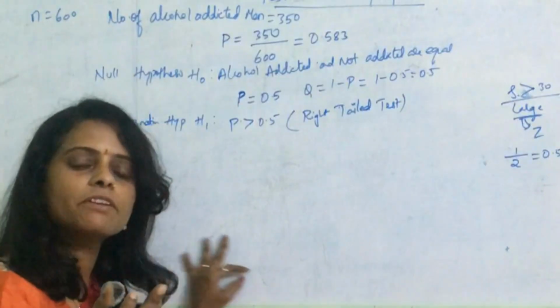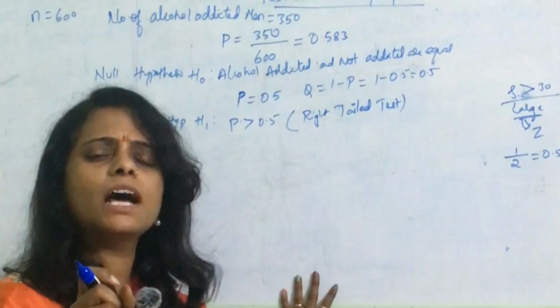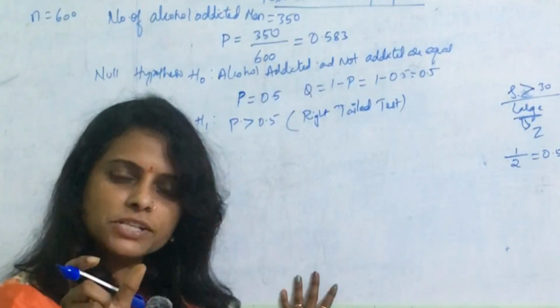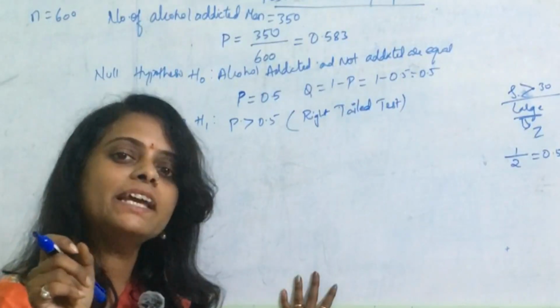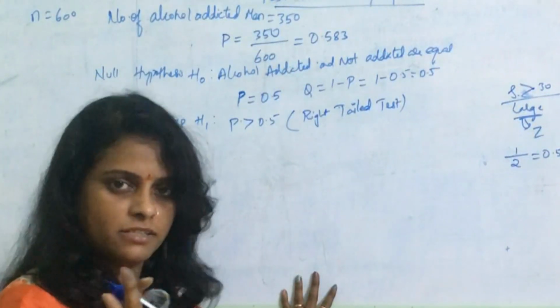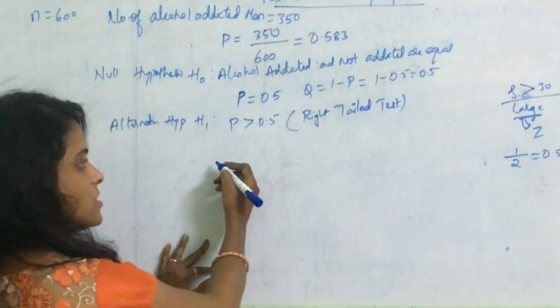Okay, suppose they have given in the question less, how many lesser people are there in the city who are alcohol addicted. If they have given it like that, then we will consider that as p less than 0.5, then it will become a left tailed test. Okay, so in that way you have to know which tail test it is.